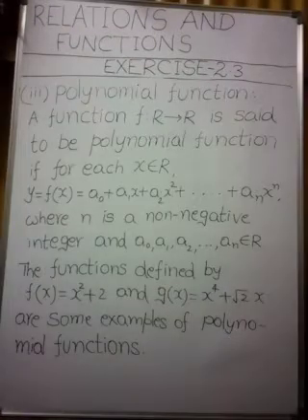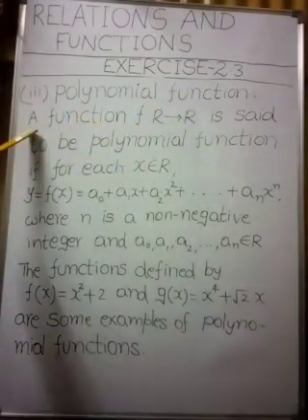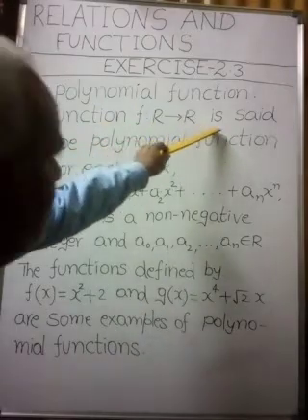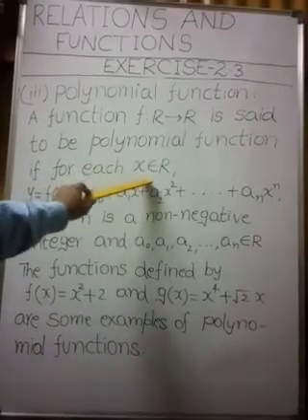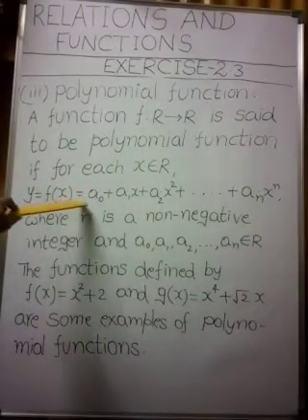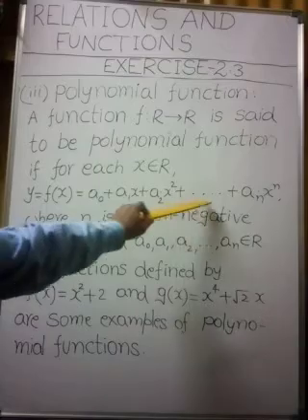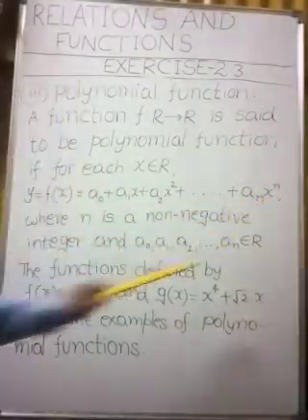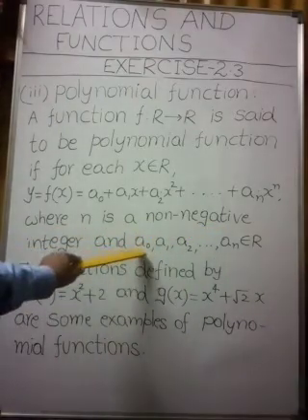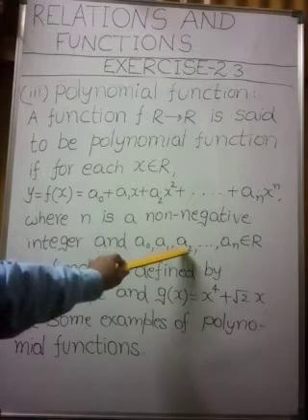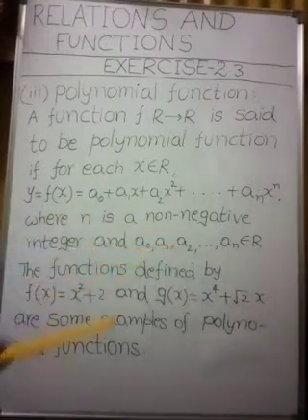Right. Now come to the next type of function, that is polynomial function. A function f from R to R is said to be a polynomial function if for each x belongs to R, y is equal to f of x, that is equal to a0 plus a1x plus a2x square and so on up to an x power n, where n is a non-negative integer and a0, a1, a2 and so on an belong to R. These are all real numbers.